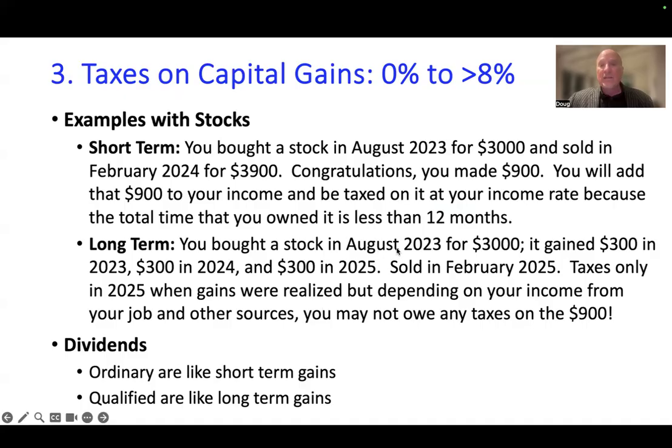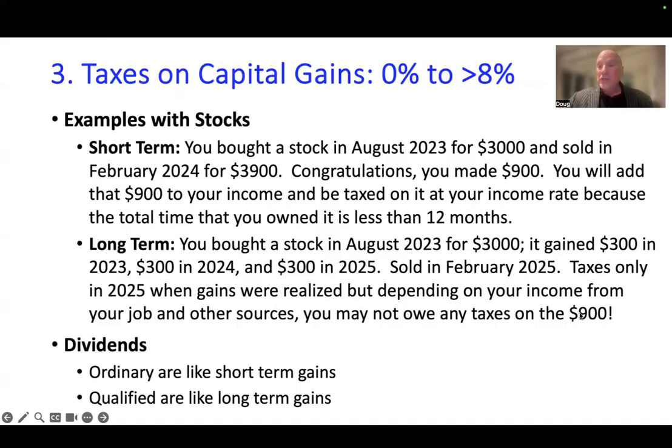Now let's take that same stock and say you bought it in August '23 for $3,000 and it gained $300 in '23, it gained $300 in '24, and a year and a half later in February '25 it gained another $300. So it's a total of $900 gain over those three separate years, but that's now longer than 12 months. It's about 18 months or so. Well, taxes are only applied in the year 2025 when you sold it, so not in '23, not in '24, no taxes on it during then. And it's only taxed on the $900 gain, just like the short term.